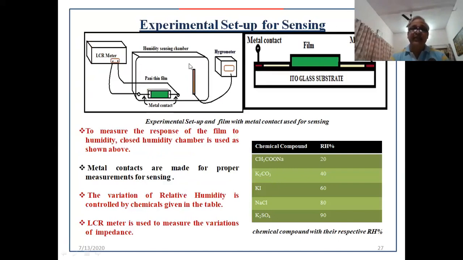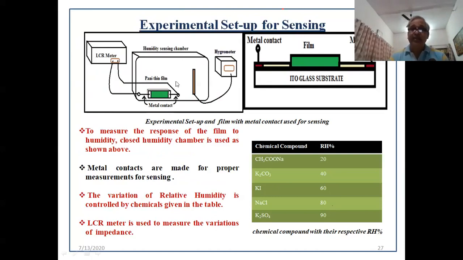This is the experimental setup for humidity sensing. Here we take an airtight chamber and put the film inside, and the impedance is measured using the LCR meter. This is a standard hygrometer. After depositing the film, we make a metal contact on the film using silver paste or gold by sputtering. And we control the humidity in this chamber by using these chemical compounds.